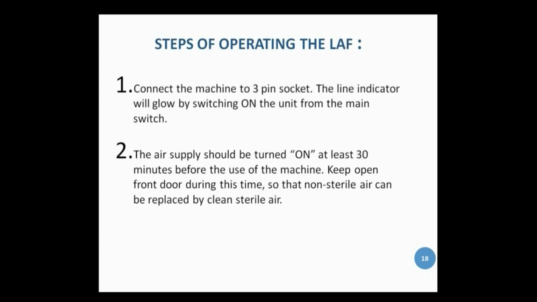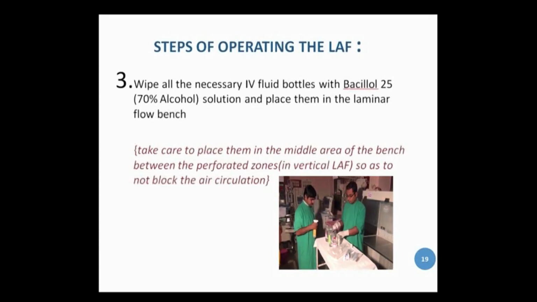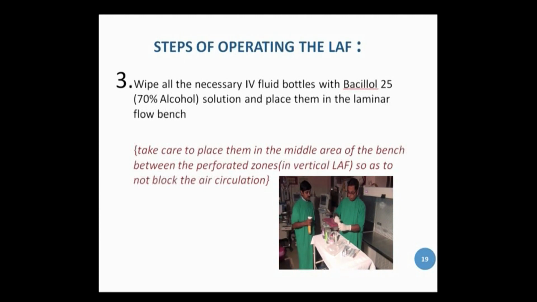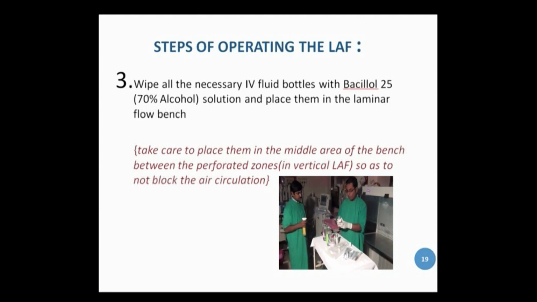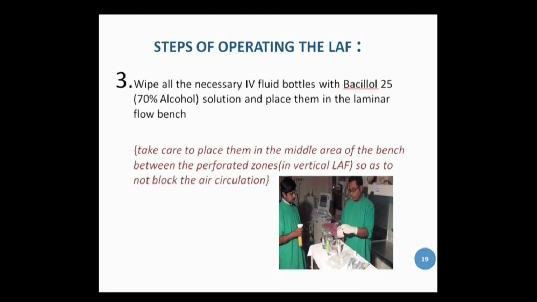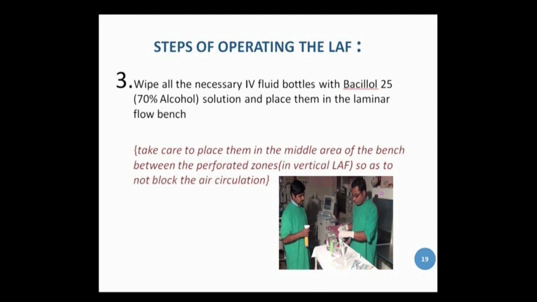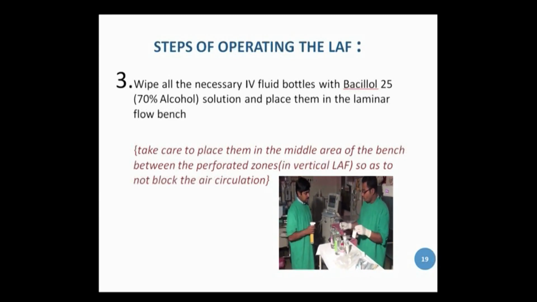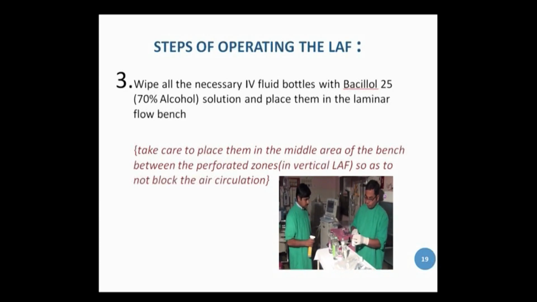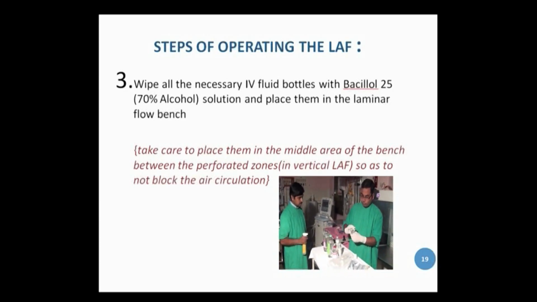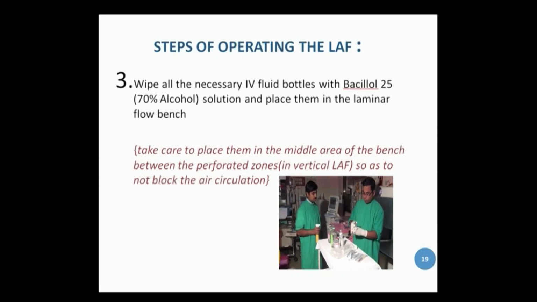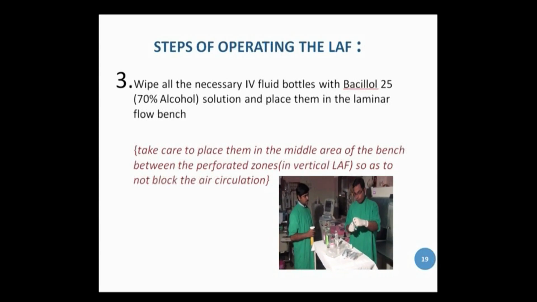The third step is wiping off all necessary IV fluid bottles with Bacillol 25, which is basically a 70% alcohol solution, and placing them in the laminar flow bench. Take care to place them in the middle area of the bench between the perforated zones in case of a vertical laminar flow, so as to not block the air circulation.